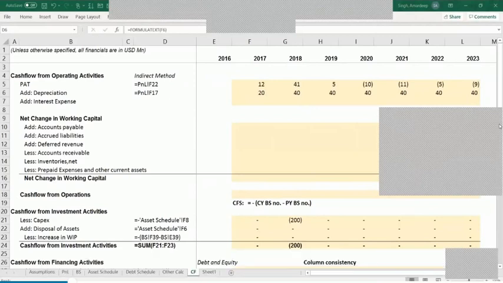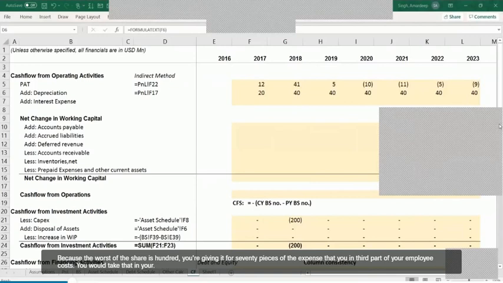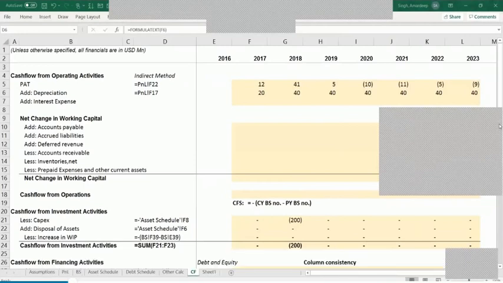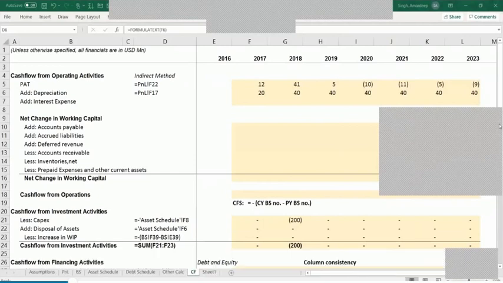What we take in P&L is basically, as part of the ESOP accounting, the corresponding expense which the company is incurring. Because the worth of the share is 100, you're giving it for 70. So 30 rupees is the expense that you incur as part of your employee cost. So you would take that in your P&L. However, it's more like a notional cost for you, which you are booking in the P&L. It is non-cash, and that tends to be adjusted out here, and you add back that non-cash expense in the cash flow statement. Does that make sense?